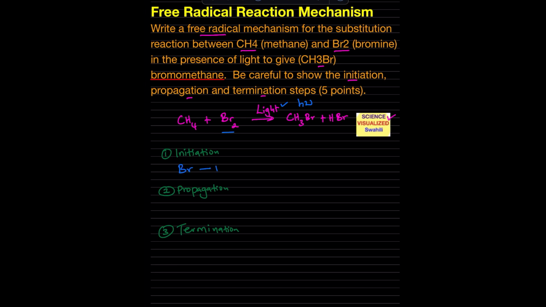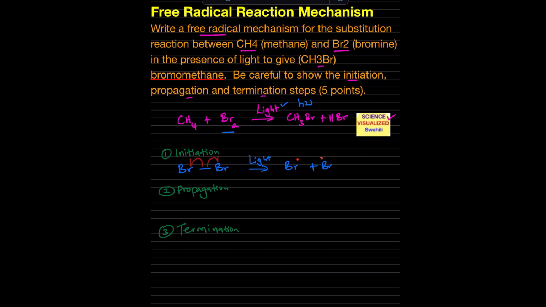So I will rewrite Br2 as Br-Br, and then in the presence of light, you end up breaking the Br-Br bond homolytically. That means one electron flows to one Br. You use one half-headed arrow because it's a single electron movement, and then the other electron moves to the other Br, and you end up with Br radicals as the product. So each of them with a single electron.